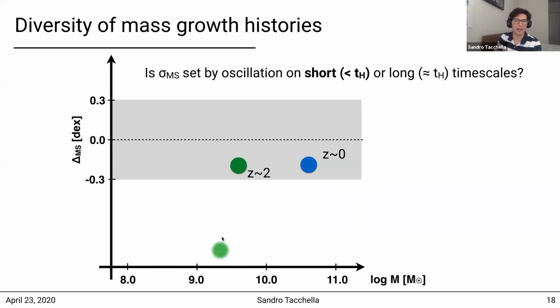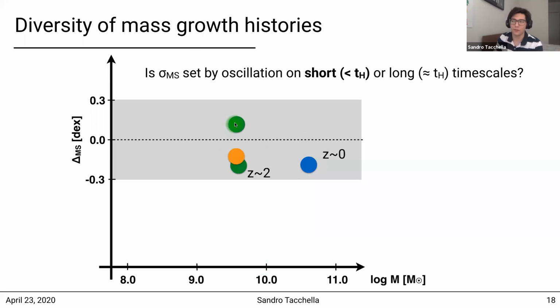And so maybe at a later time, at redshift 2, the galaxy will sit somewhere here. So it moved up and down the main sequence several times on short time scales, and now it has a lower stellar mass. There might be another galaxy starting at the same point, so at redshift 0, and it moves up and down also several times, and then ends up here.